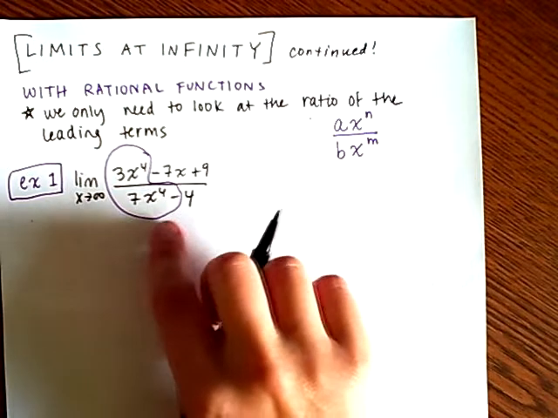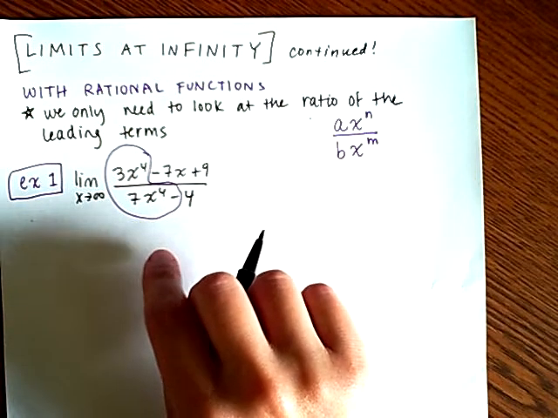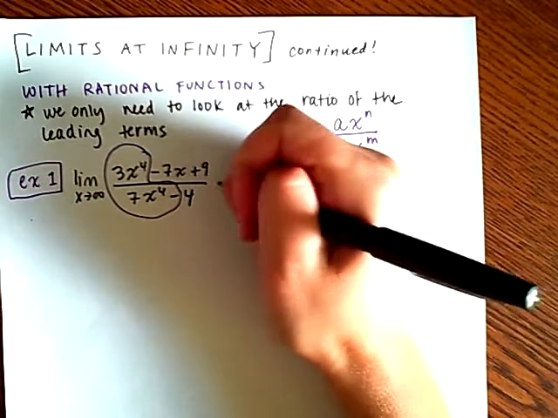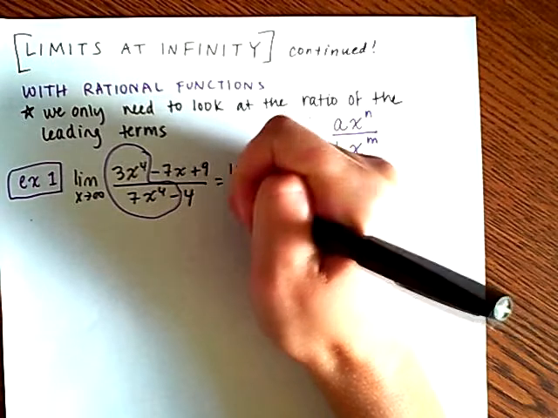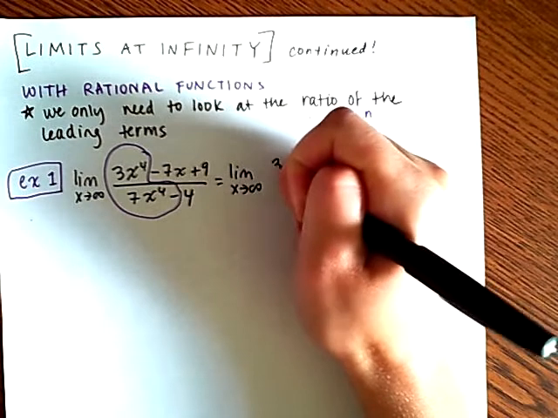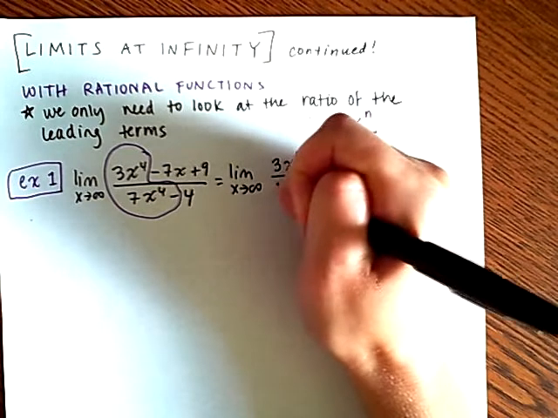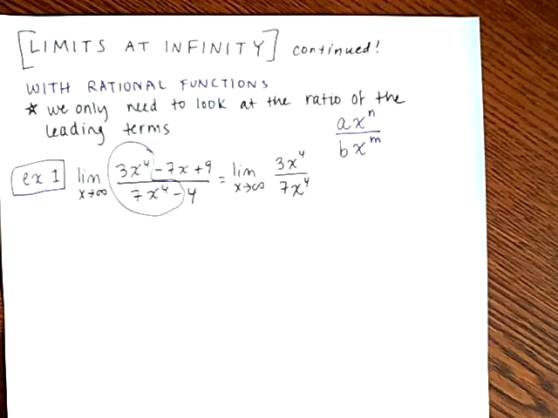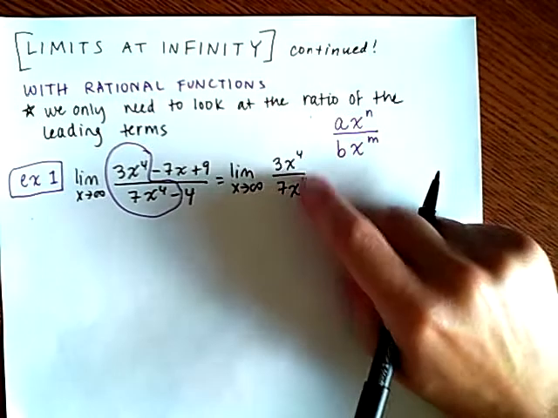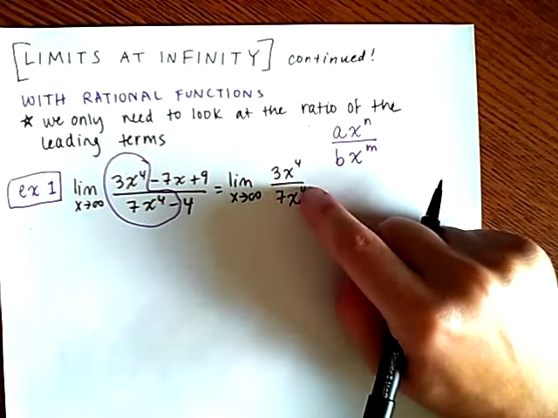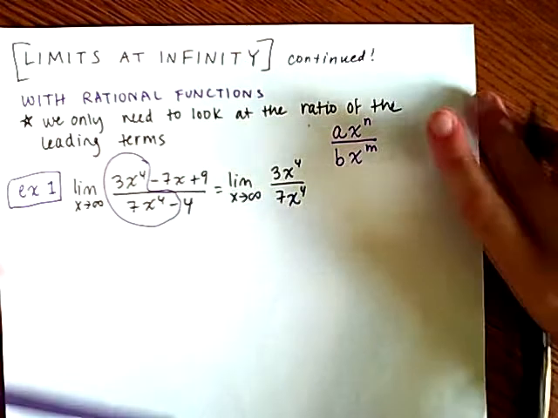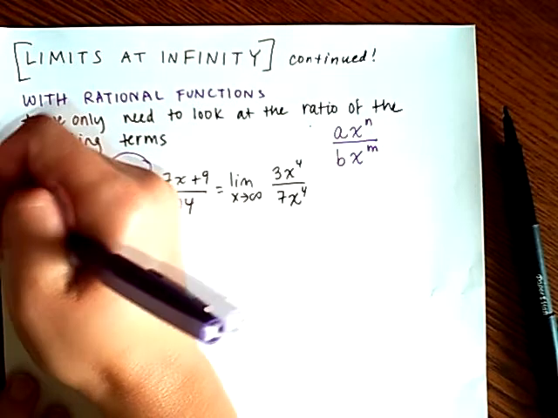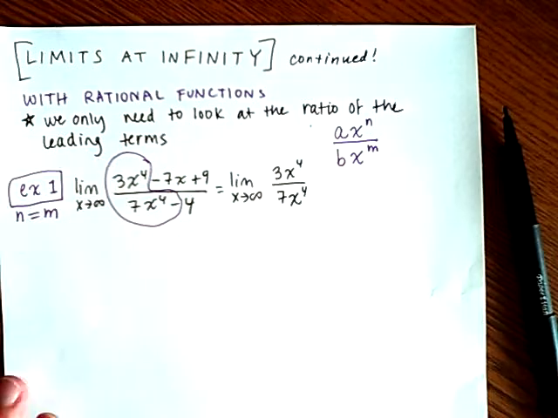So that actually makes this process a lot easier, because if I only care about these terms, then I can just think about the limit as x goes to infinity of 3x to the fourth over 7x to the fourth. And now notice, this is a situation where my two powers are the same. They both have x to the fourth power. So underneath the example, I'm going to write that this is a situation where n and m, the two exponents, are equal to each other.